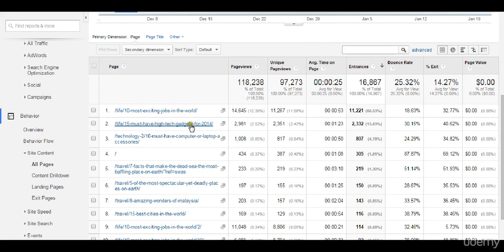So this one, high-tech gadgets, you can see that this would be for software or gadgets, technology. This would probably have a higher cost per click. The same thing with computer or laptop accessories, higher cost per click, because these are advertisers that have real money to spend. Now this is travel. This one, it depends, because this could work out. 7 facts that make the Dead Sea the most baffling place on earth.